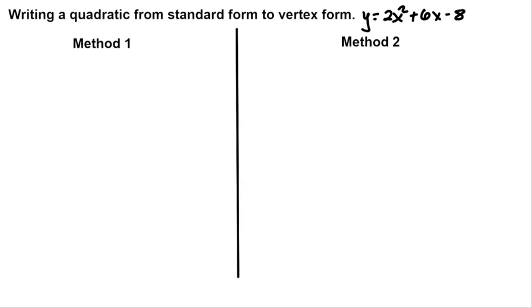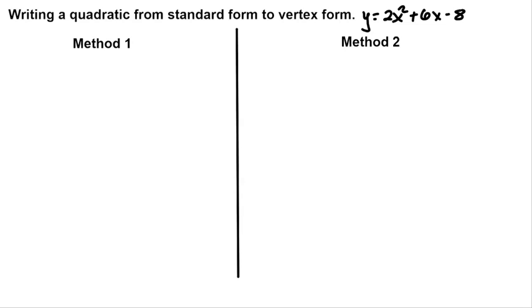In this video, I'm going to show you how you can write a quadratic from standard form to vertex form. And there'll be two methods I'll show you. So method one, I have my quadratic. My quadratic is y equals 2x squared plus 6x minus 8.